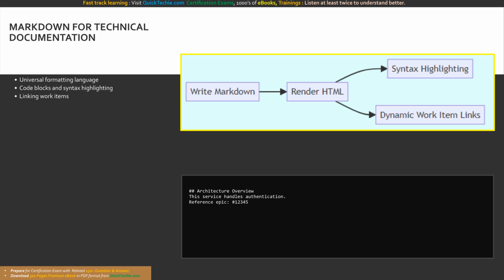This raw Markdown snippet demonstrates standard heading formatting and the use of a # to dynamically link directly to Azure Boards work item 12,345. The rendering pipeline: raw Markdown is authored, then converted to rendered HTML, automatically applying syntax highlighting and dynamic work item links.